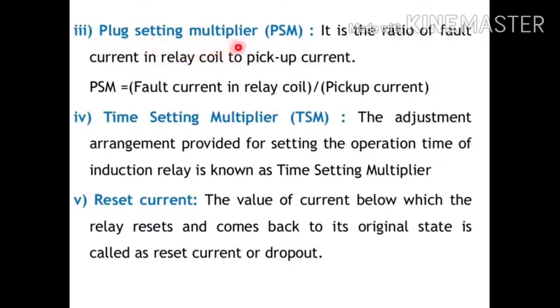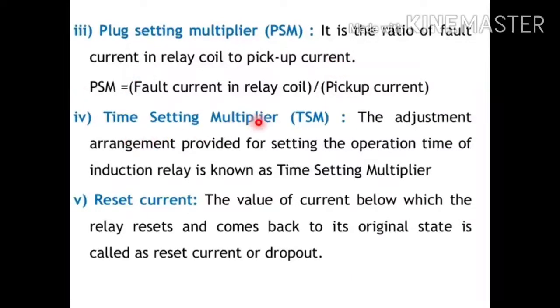Plug setting multiplier, that is PSM. It is the ratio of the fault current in a relay to the pickup current. So what is pickup current? It is the current at which the relay operates. So fault current divided by the pickup current is the PSM.